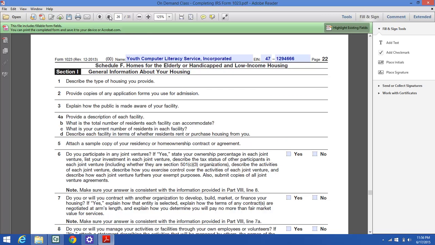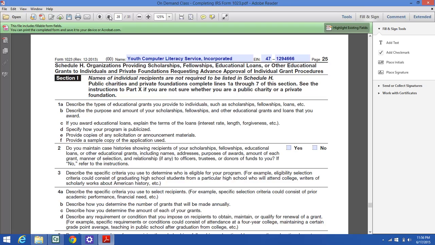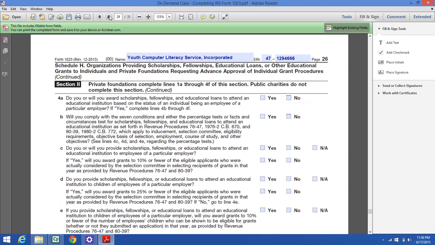If you're planning to provide homes for the elderly or handicapped and low-income housing, you need to complete Schedule F. If you are a successor to other organizations, then you need to complete Schedule G. If you're planning to provide scholarships, fellowships, educational loans, or other educational grants to individuals and private foundations requesting advance approval of individual grant procedures, then you need to complete Schedule H.